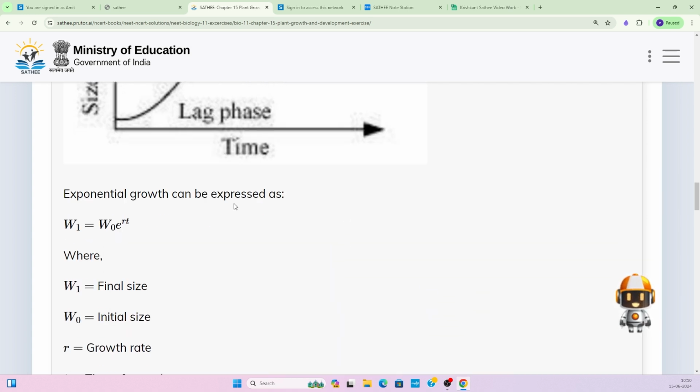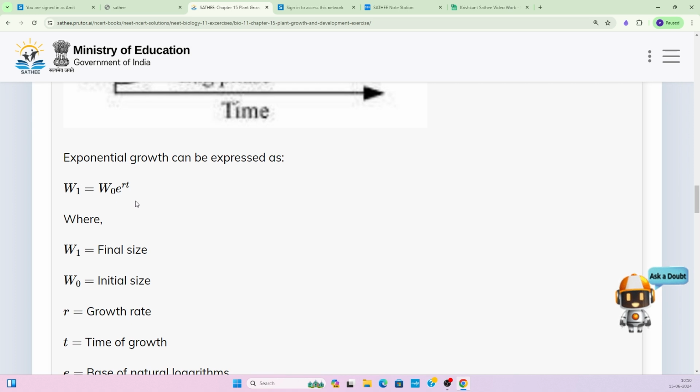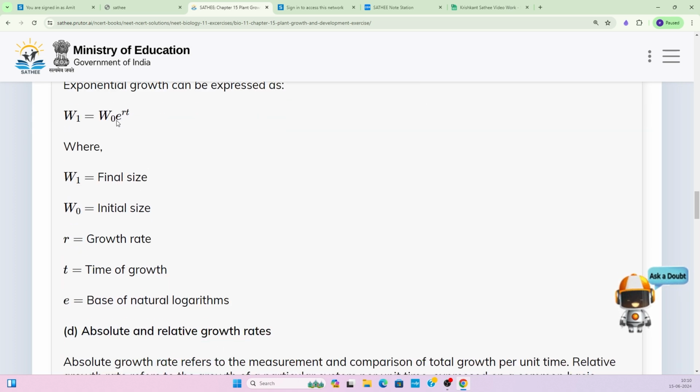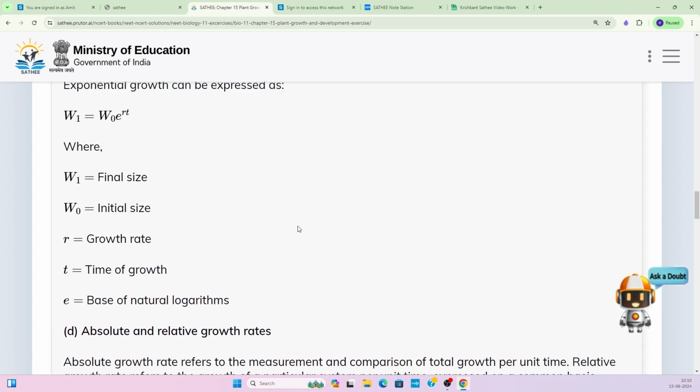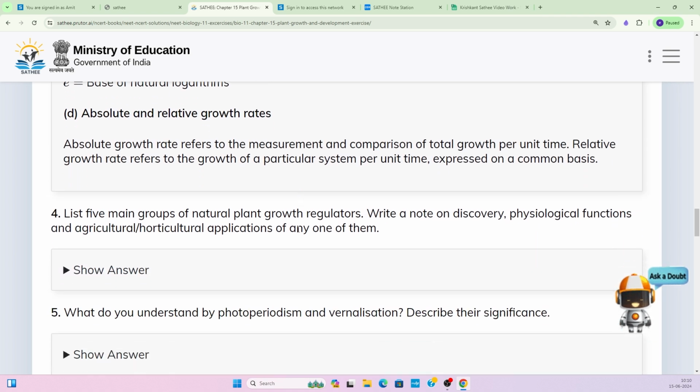So exponential growth can be expressed as W1 = W0 e^(rt), where W1 is the final size of the organ, W0 is the initial size, r is the growth rate, t is the time of the growth, and e is the base of natural logarithm. So this formula is used to work out the exponential growth.